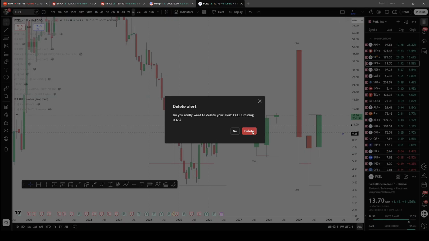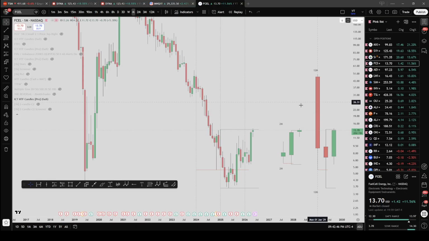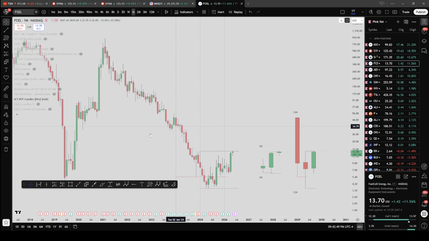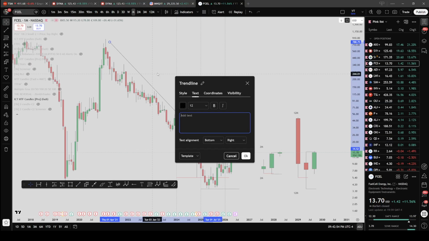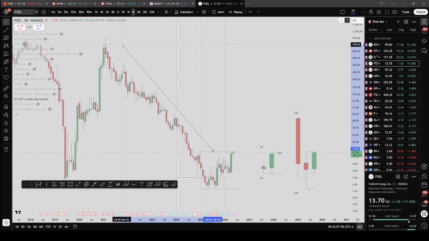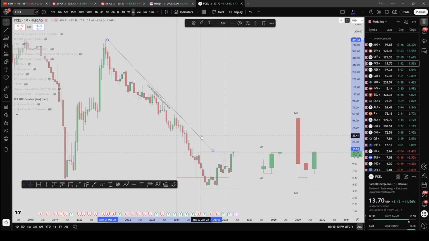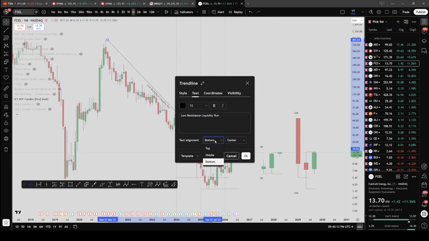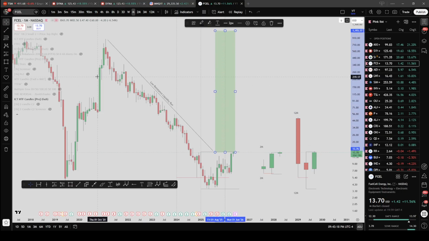Let me delete these for now. I gotta remind myself to add these alerts. All right, what do you notice here? Oh my God, you can just see. Whenever you have a downtrend line like this, ICT likes to call it a low resistance liquidity run. Now, what does that mean? It's basically just a downtrend line, but it's the market makers building up liquidity to be ran through. And what usually happens is that you just get one singular candle that wipes all this out.